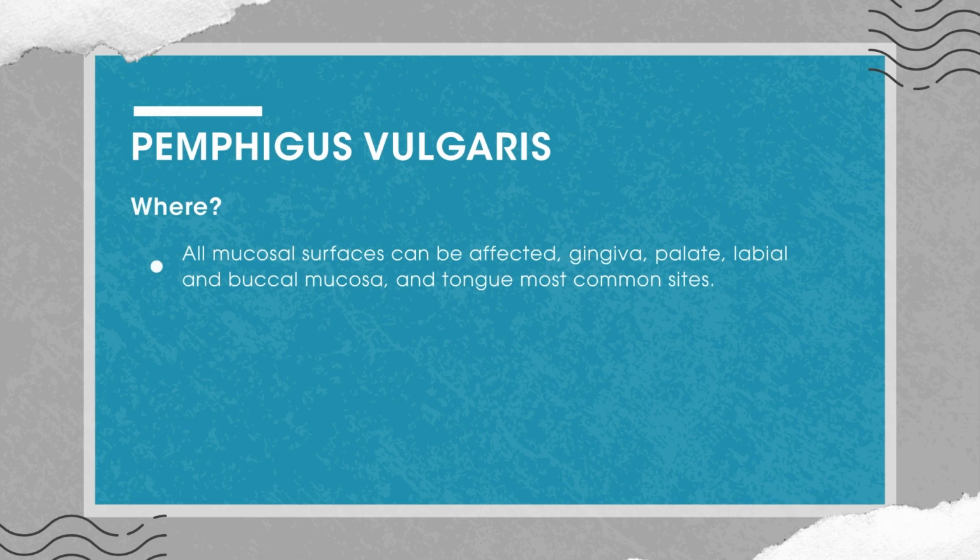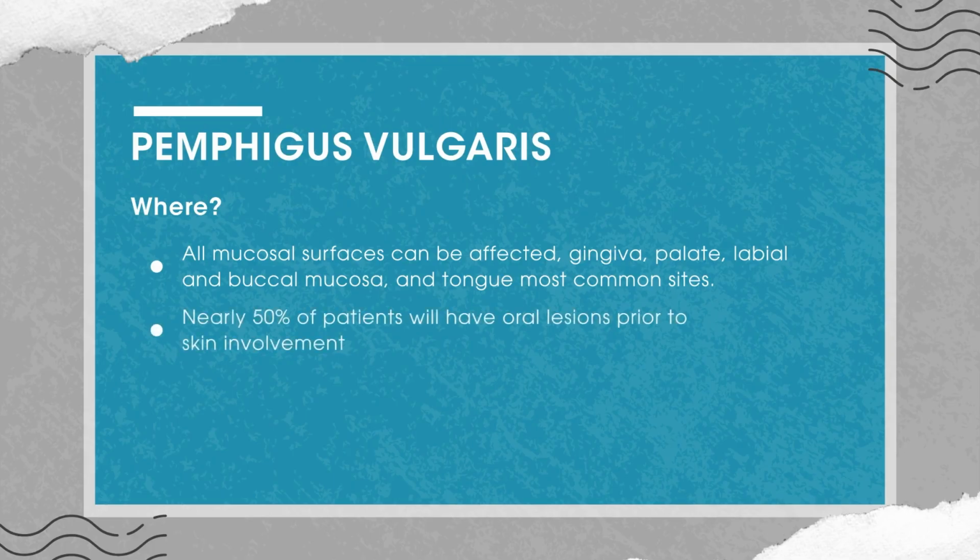Where does this affect the oral mucosa? Well, all the mucosal sites can be affected. Frequently, it's going to be the palatal mucosa, hard and soft palate, the gingival tissues, labial buccal mucosa, tongue. But again, any site can be affected within the oral cavity or oropharynx. Nearly 50% of these patients will have oral lesions prior to skin involvement, but inevitably this is a disease, like I mentioned before, that will progress to have cutaneous involvement.